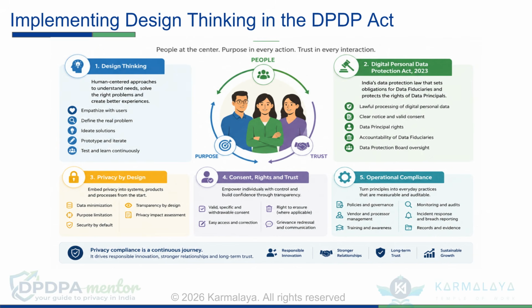Instead of asking only, what document do we need? We ask, what does the data principal need to understand? Where could the individual become confused? How can consent be meaningful? How can withdrawal, correction, or deletion be simple? How can employees execute privacy obligations consistently? The theme is that DPDP compliance should be designed into the user journey and operation model, rather than added as an afterthought.